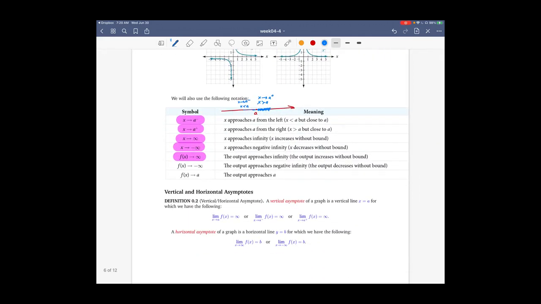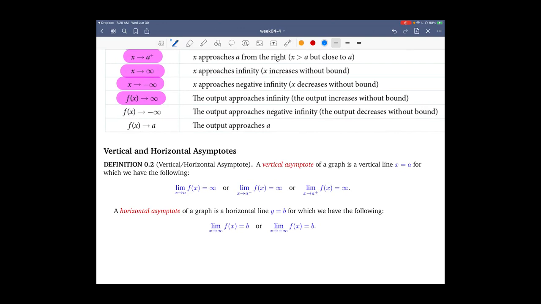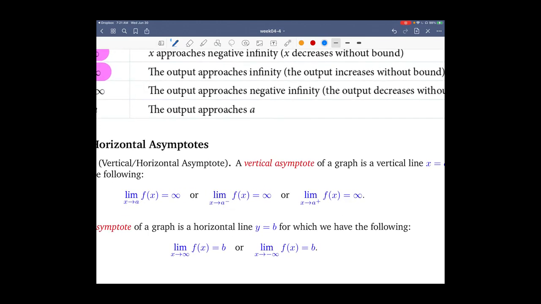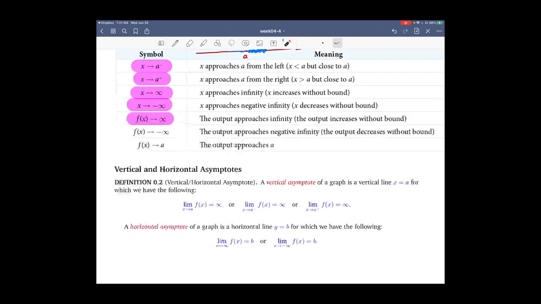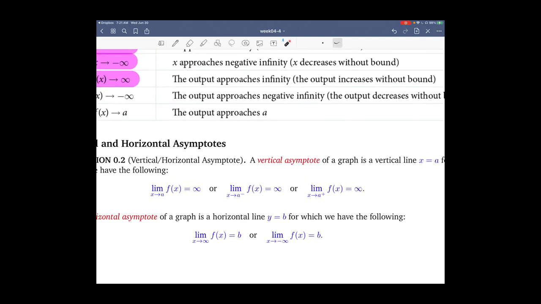This notation allows us to define the idea of vertical and horizontal asymptotes. A vertical asymptote is a vertical line, x equals a, for which we have one of the following things: either the limit at a is infinity, or the limit from the left is infinity, plus or minus, or the limit from the right at a is infinity.